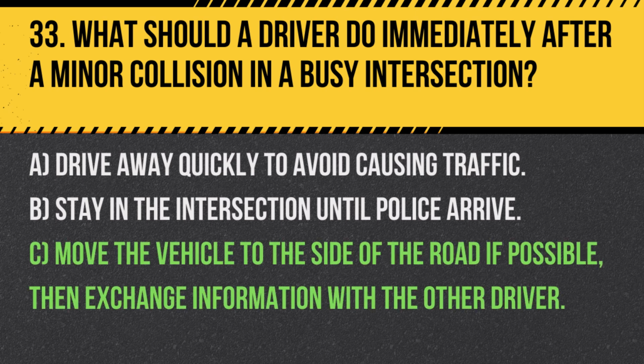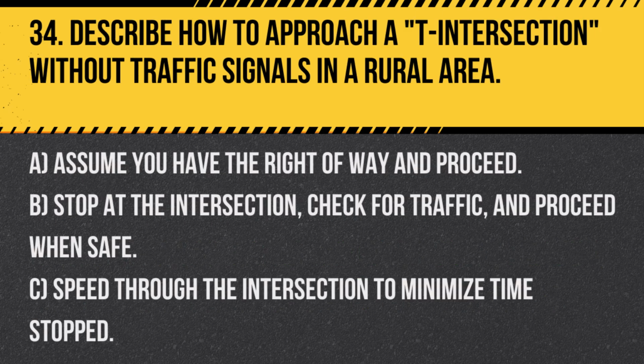Answer. C. Move the vehicle to the side of the road if possible, then exchange information with the other driver. This approach helps keep traffic flowing and allows for a safer exchange of information. Question 34. Describe how to approach a T intersection without traffic signals in a rural area.